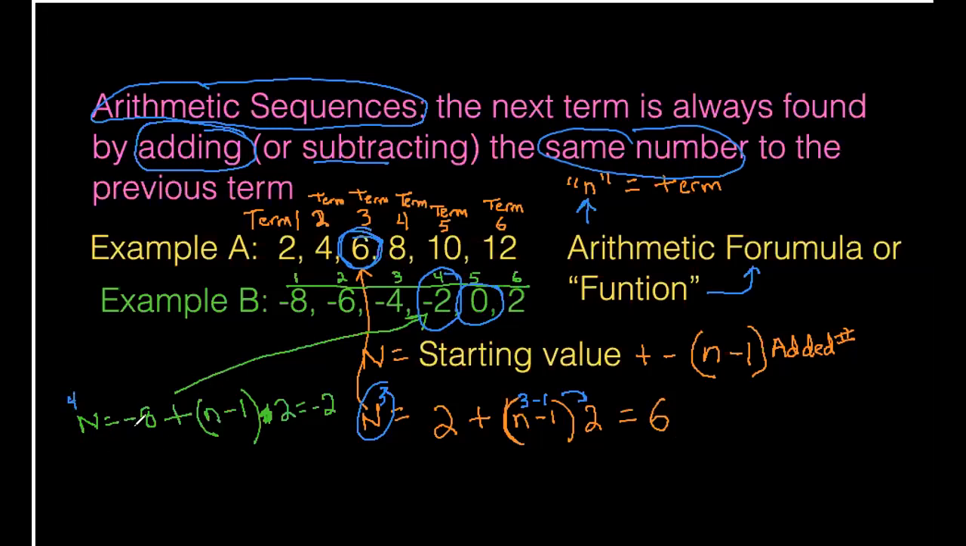So I'll start with my starting value, which is -8, plus n minus 1 times 2. What's the n here? Well, we said it's the fourth term we're trying to figure out. So if I plug in 4 minus 1, that gives me 3. 3 times 2 is 6. Are you following me? So 4 minus 1 is 3, times 2 is 6.